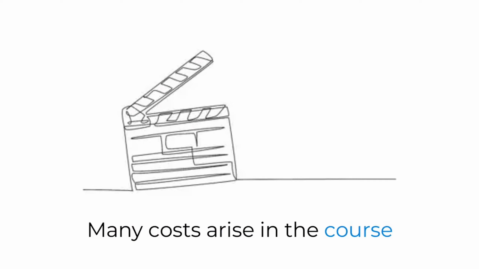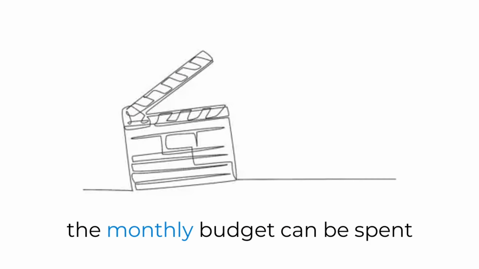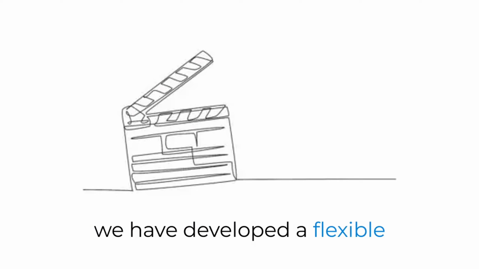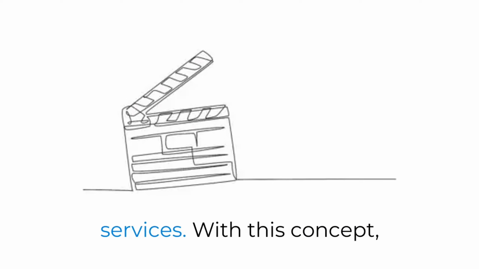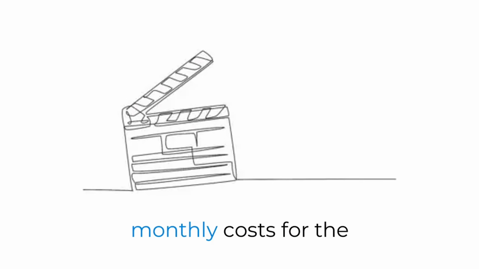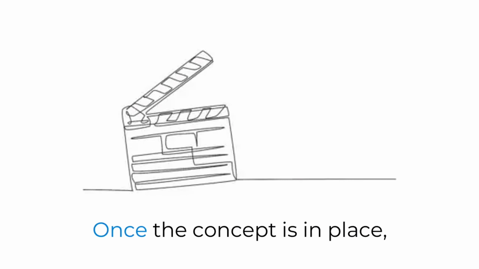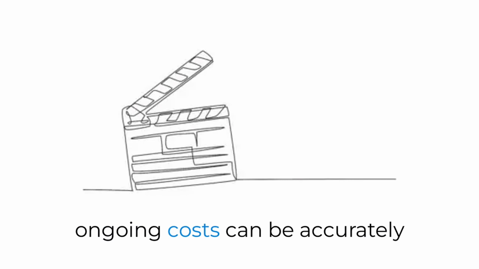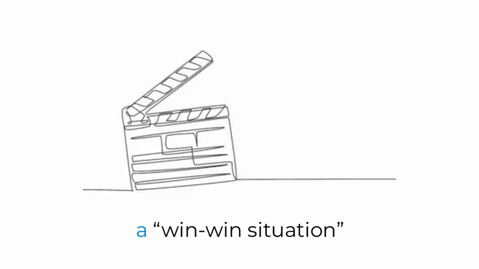Many costs arise in the course of everyday life. From accommodation and transport all the way to fitness, the monthly budget can be spent in a flash. For this reason, we have developed a flexible overall concept that is compatible throughout the country, and we offer joint hybrid services. With this concept, monthly costs for the use of offices, meeting and presentation rooms, as well as internet and security, become manageable. Once the concept is in place, ongoing costs can be accurately calculated. When used in a favorable, well-coordinated way, a win-win situation is the result.